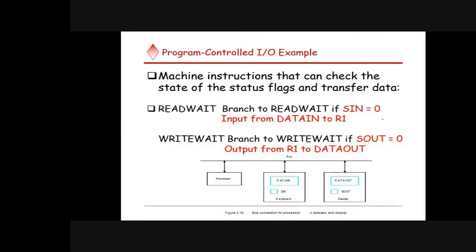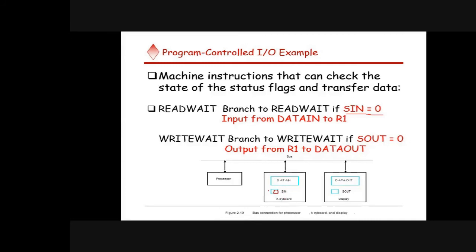The same thing is written as an instruction. You can see, if SIN is equal to 0, what should the processor do? Processor should wait, correct? Because it means your data in register is not full. When SIN has value 1, the data transfer will happen. That means the buffer is full, so the data is transferred from the data in register to the processor register. Here, read wait is just a label.